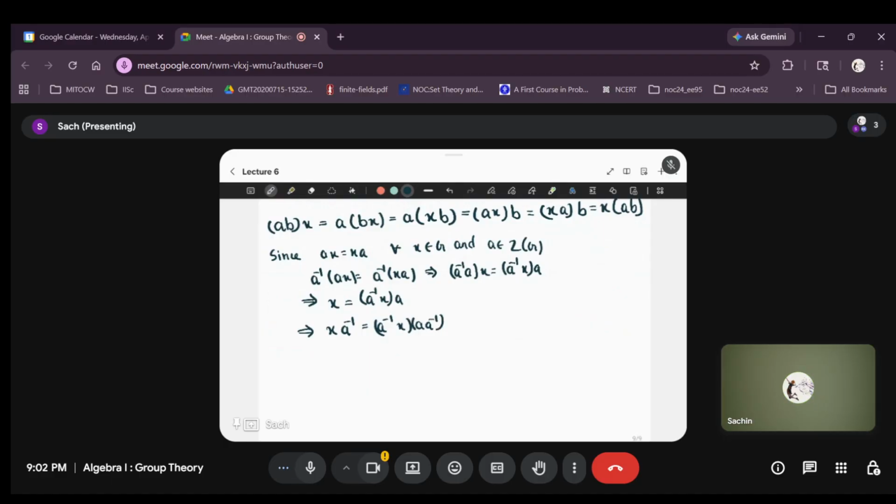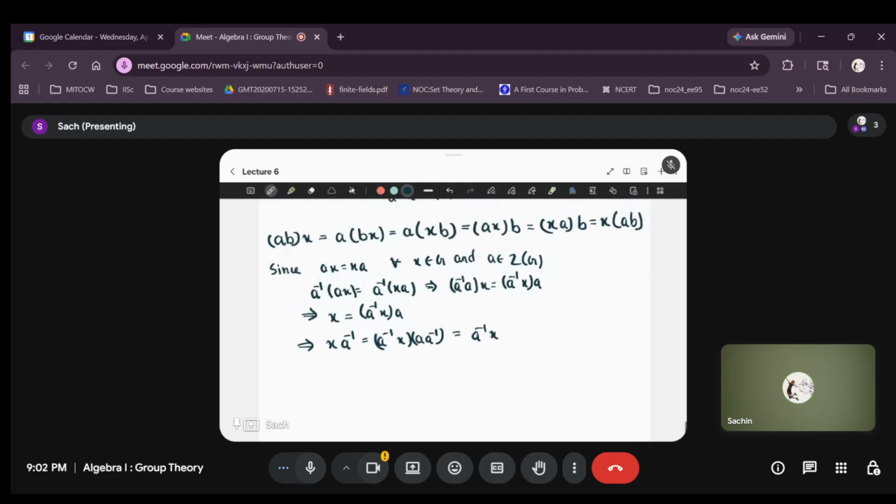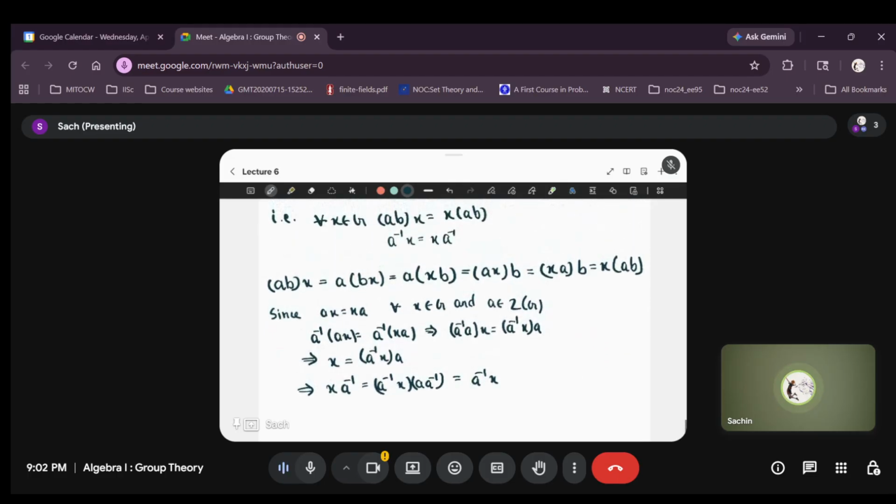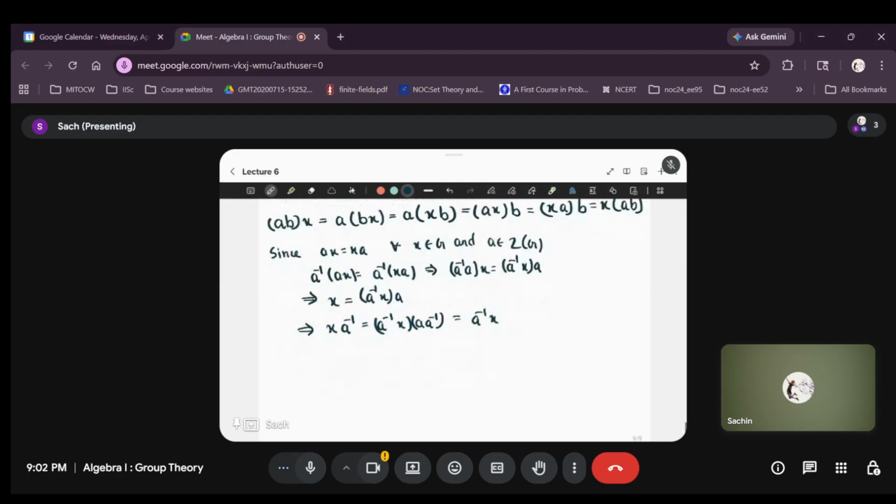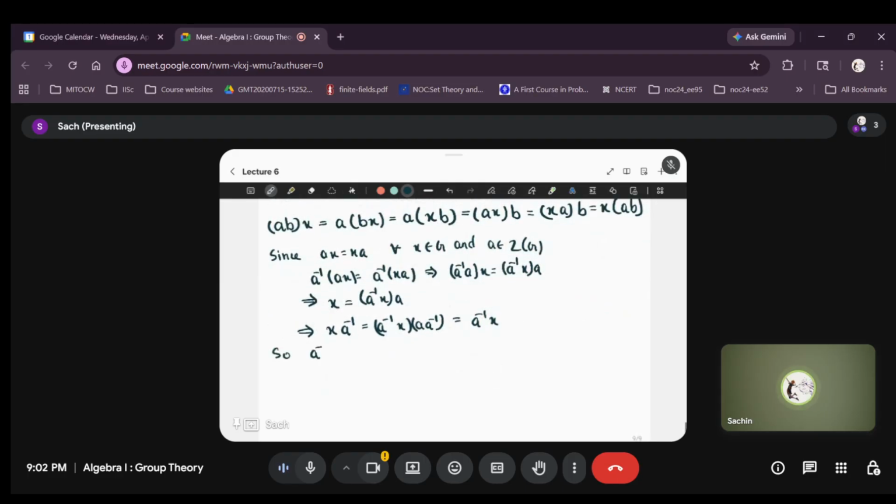A inverse, which is nothing but A inverse X. So we showed that if AX is equal to XA, then A inverse X is equal to XA inverse. So A inverse belongs to Z of G. Thus Z of G is a subgroup of G.